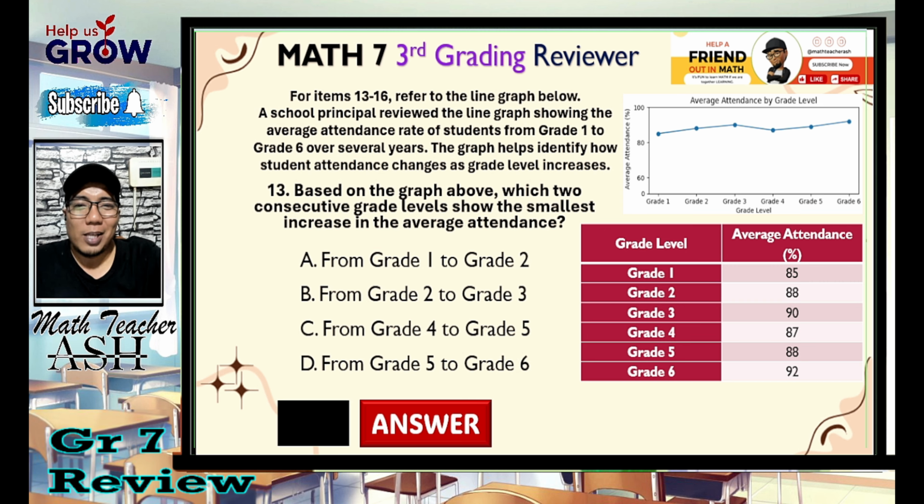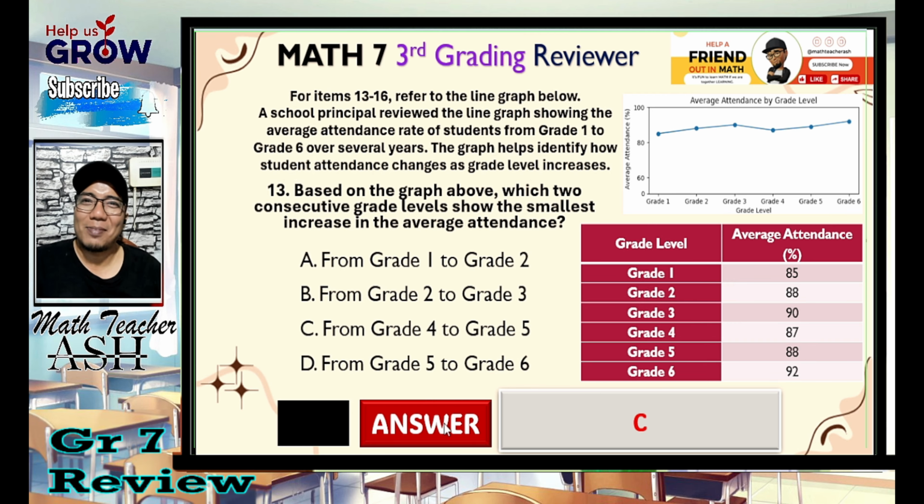All right. And for letter D, grades 5 to 6, that is 88 to 92, that is plus 4, or positive 4 as its increase. So therefore, the smallest increase here is letter C, grades 4 to 5. Let's check whether we are correct. All right, my dear math learners. Easy, right? Now, let us go to question number 14.